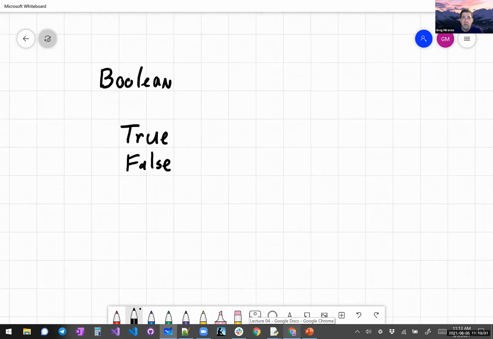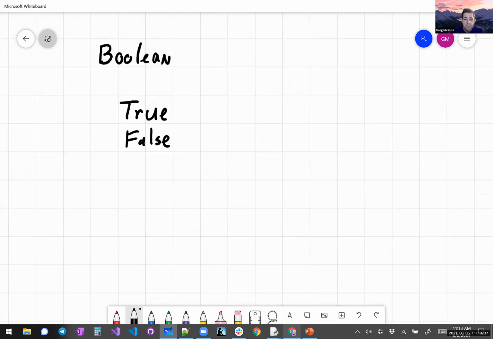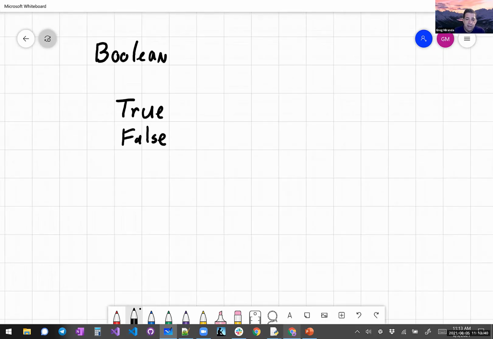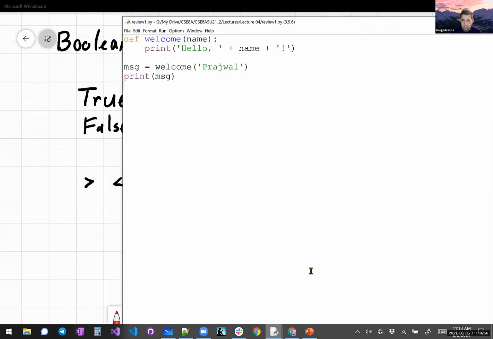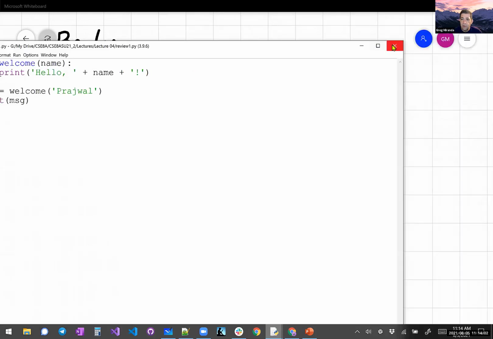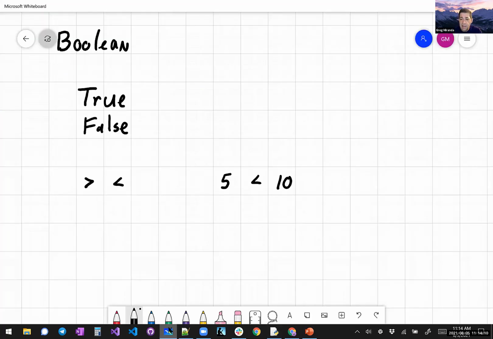There are different ways to build Boolean expressions. We have Boolean operators, called comparison operators, and they're really good at comparing numbers. Greater than, less than. So we could do something like 5 less than 10. If we drop 5 less than 10 in IDLE, we get true. And it should be true, right? Because 5 is less than 10.